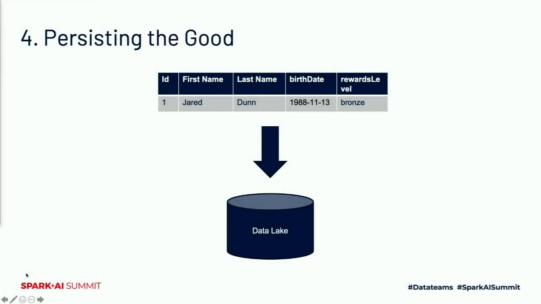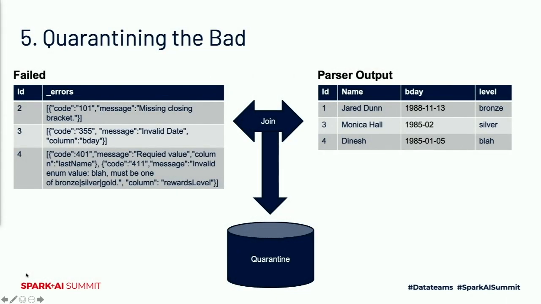So the fourth stage, we now have the target data frame with valid data. We can simply save it to data lake. And in the fifth stage, things get a little more interesting because we now have a set of error data frames that we need to union together. And we want to join that to the initial raw data frame, write that data out to quarantine so that clients can diagnose issues and or correct data.